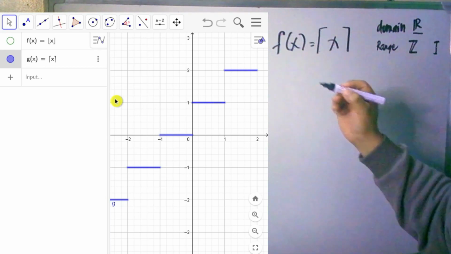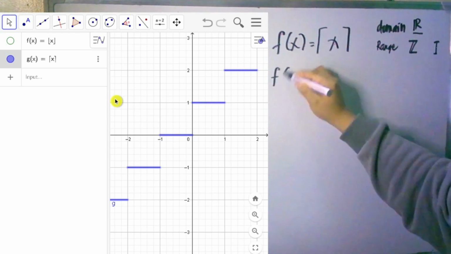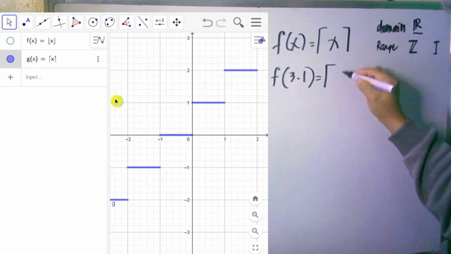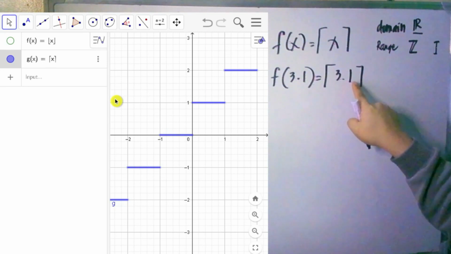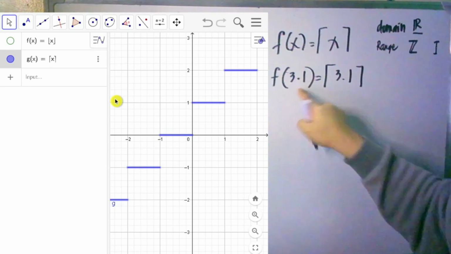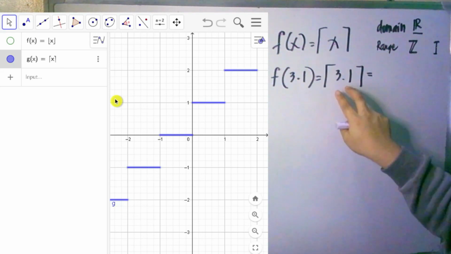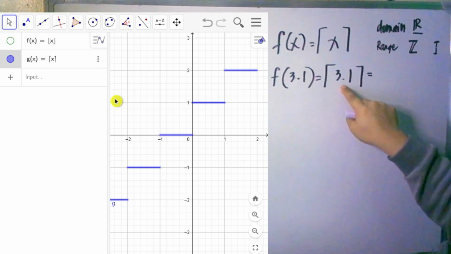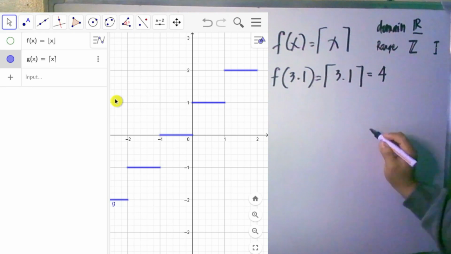Let's provide examples so that you can imagine it better. For example, our input now is 3.1. Since we are talking about the ceiling function, what should our answer be? 4. So it should be again an integer, but it has to be greater than or equal to 3.1. So our answer should be 4.